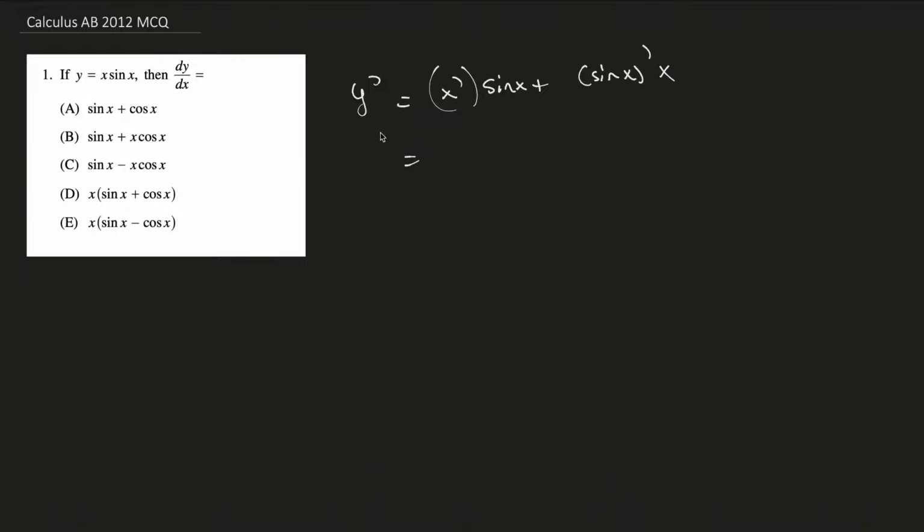The derivative of x is just 1. So you get 1 times sine of x, and then the derivative of sine of x is cosine of x multiplied by x. So the final answer would then be sine of x plus x cosine of x. And the only option that matches this is option B. So number 1, the answer to this is B.